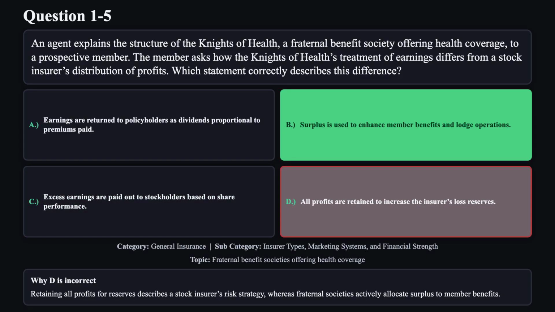Reason D is not correct. Retaining all profits for reserves describes a stock insurer's risk strategy, whereas fraternal societies actively allocate surplus to member benefits.